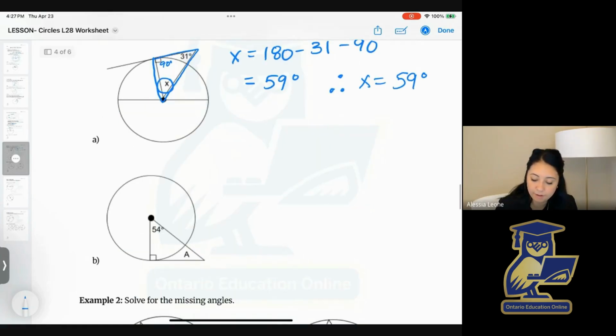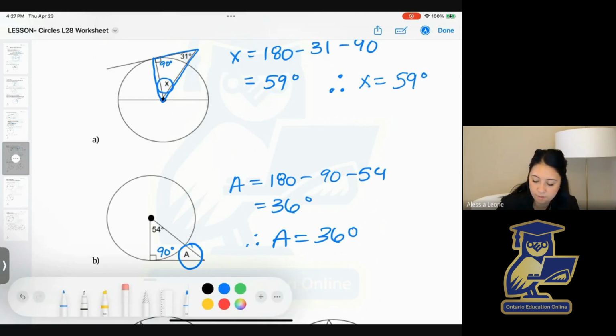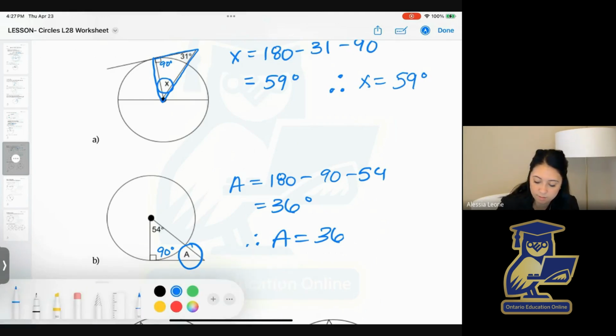Below, very similar idea. We're going to do the exact same thing again. A, this angle here, A, is 180 minus 90 minus 54. Therefore, A is 36 degrees.